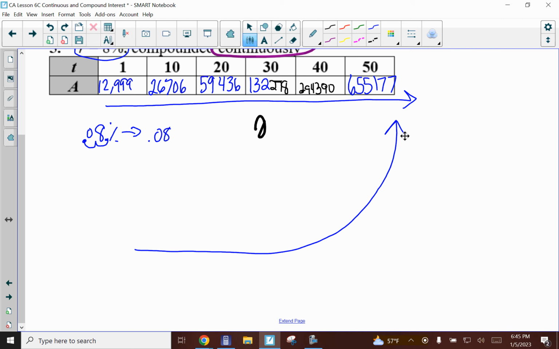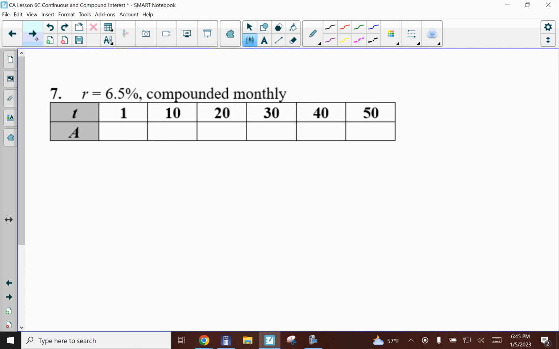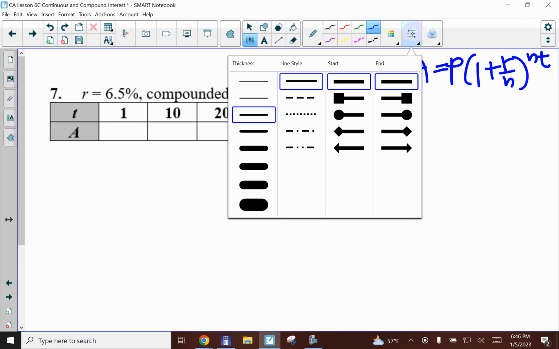So with that, you should be able to do number 6. Go ahead and pause the video and try number 6 real quick. Number 7 says compounded monthly. The big thing about the keywords here is it doesn't say continuously. So if it's not continuously, it's going to be this formula here with the 1 plus R over N and then N times T. So we've got to figure out what all of our stuff is.